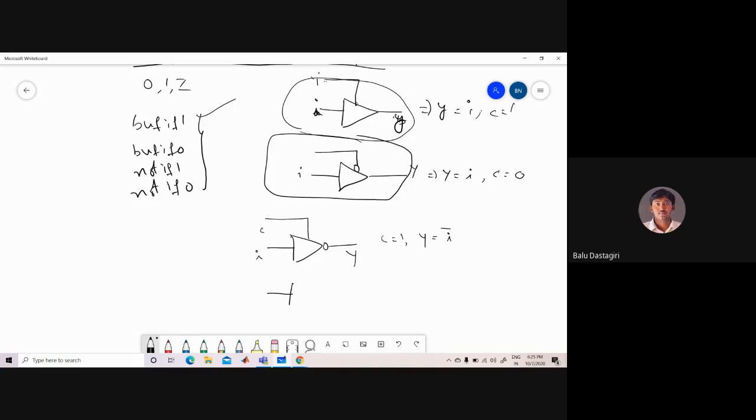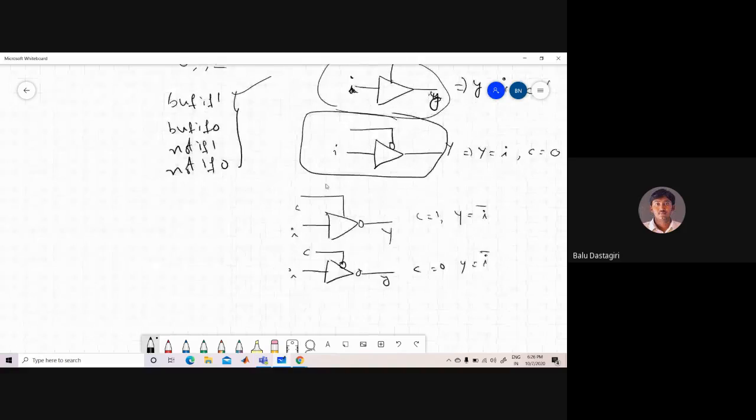Next, not if 0 means you take a NOT gate and the conditional input is negated. Whenever the conditional input is equal to 0, the output will be the reverse of your input. So it is not if 0. These are the 4 tri-state gates which you have in Verilog, and these are the symbols and representations of the gate primitives.